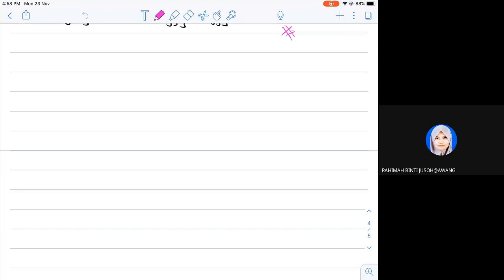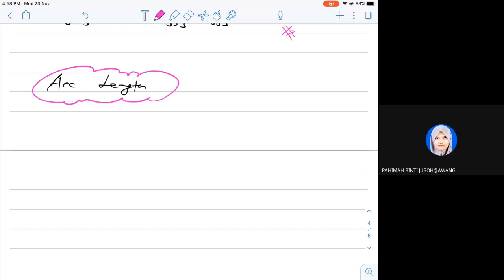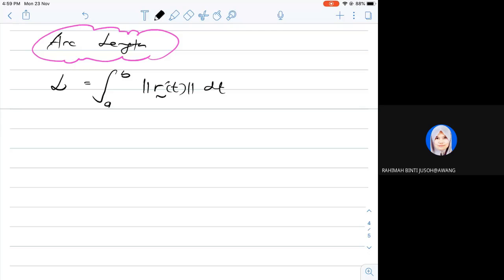Arc length. Okay, arc length. What is arc length? Panjang lengkuk, right? Length of the arc. Okay, so the formula should be like this. We have L equals integration from a until b, magnitude of r prime t, with respect to t, where t is from a until b.